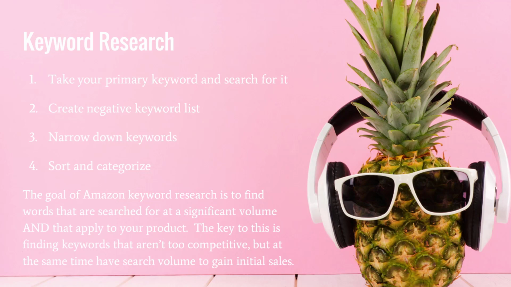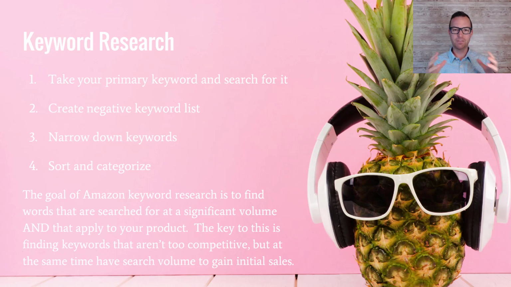Now, the goal of Amazon keyword research is to find words that are searched for at a significant volume and that apply to your product. The key to this is finding words that aren't too competitive, but at the same time, they have the search volume to gain those initial sales. Personally, I like to go after those mid to long tail keywords, which has a much different meaning than it does on Google. On Amazon, those mid to long tail keywords are the ones that have significant search volume, but again, aren't that competitive.